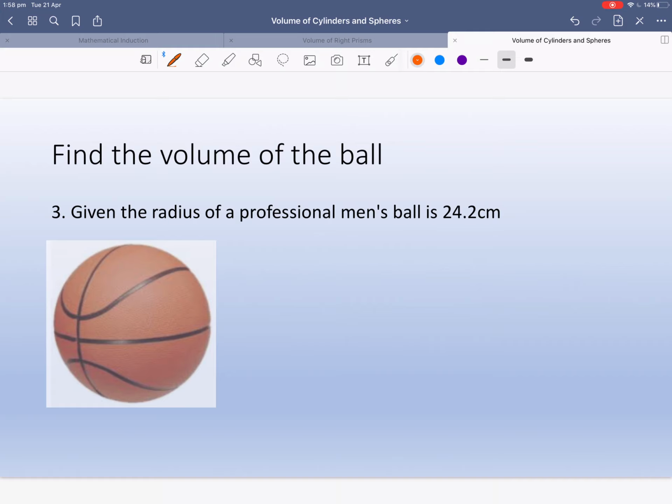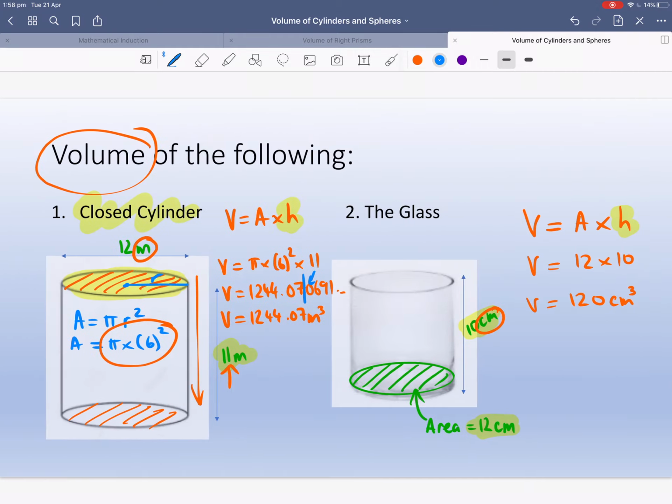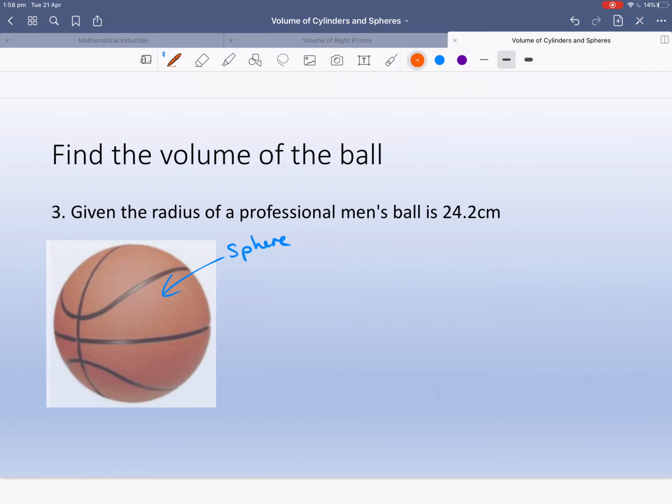Okay, find the volume of the ball. The only thing that we need to recognize is the ball is a sphere. I know that the formula down the bottom, I have to remember, is the formula of a sphere. So I'm going to write that down: V equals 4 over 3 pi r cubed. All I need to know is what the radius is. This is the radius. It's 24.2.